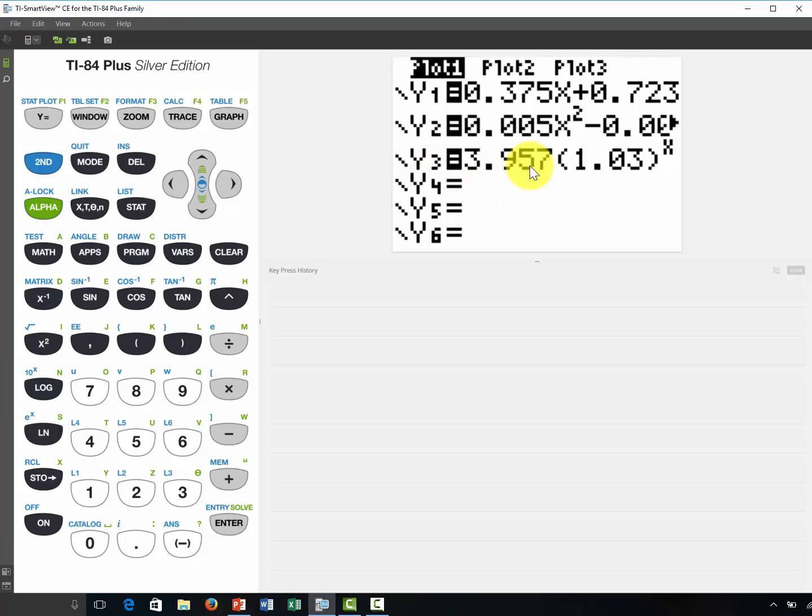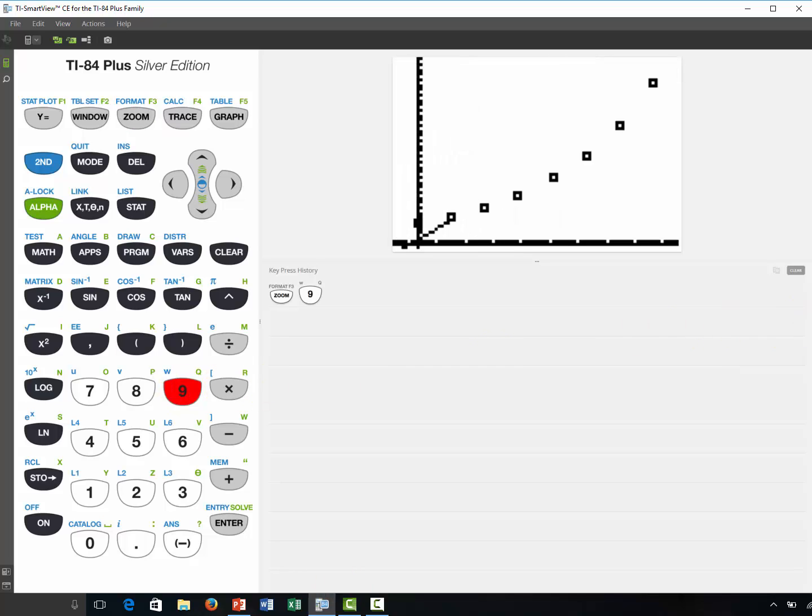Now we can find the predicted value a couple of different ways. The first way is I'm going to use the table feature. First, I just want to double check this. I'm going to graph it with the data set and make sure I didn't put in a typo and it models the data correctly. So I'm going to go to zoom, number 9. There's the linear, there's the quadratic, and the last one there's the exponential. The exponential, according to the scatterplot, is doing the best job.